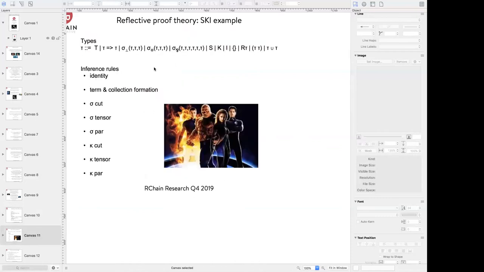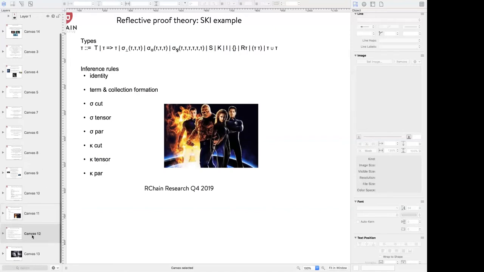And then here are the types that are auto-generated. So you have just the usual. We start with whatever sorts are available from the Lawvere theory. That's T in this case. Then we can form an arrow type. We can form the tensor, which is for the sigma kappa, the par, and then there's a type for each of the terms, plus the collections, plus forming R, and then application and union. So that's all the types that we get.